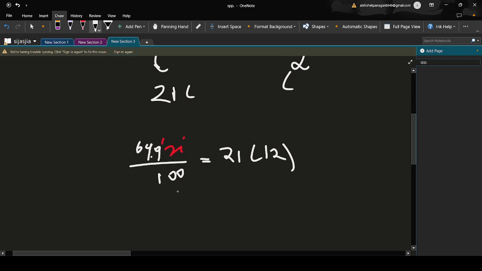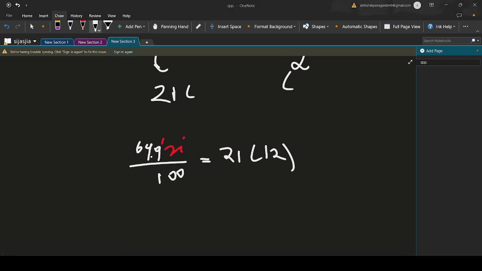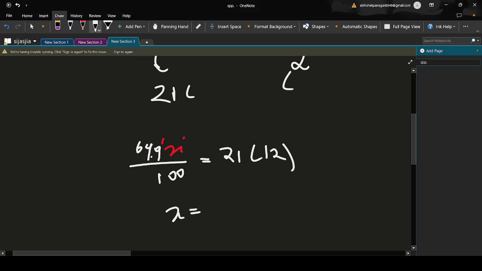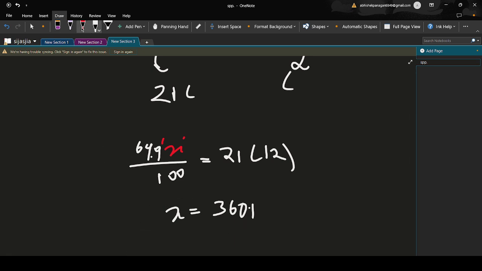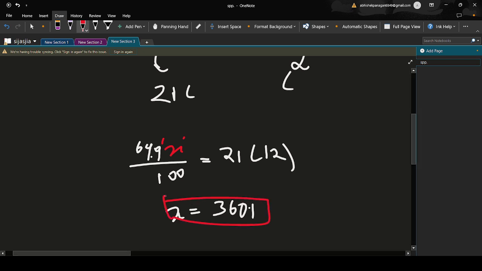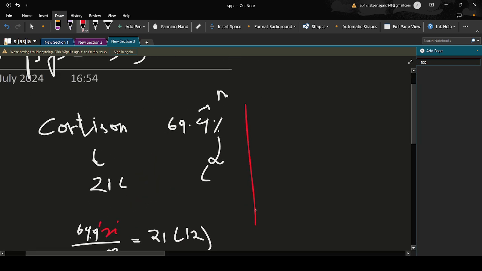If I do this, we get 21 into 12, that's 252, into 100. And the problem in this chapter is that the calculation itself is too complex. So we get approximately X equals 360.1. Yeah, this is how we do our question. We look at progress, I appreciate myself. It's great. Now we get back to another question.